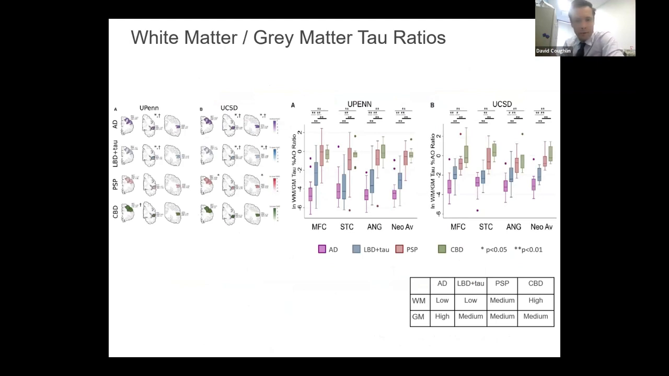The heat map on the left shows the same data, just in a color gradient. And I think it also helps to highlight the relative differences between the gray matter and the white matter tau burdens that we are measuring here. And because of that, we then calculated a white matter to gray matter tau ratio and compared those ratios across the different disease states. And again, we saw very, very reliable increases in the relationship between gray and white matter tau pathology, with Alzheimer's disease having the lowest ratio and CBD having really the highest ratio. And I think if you wanted to conceptualize this, the little chart on the bottom is really why the ratios bear out that way across the different diseases.